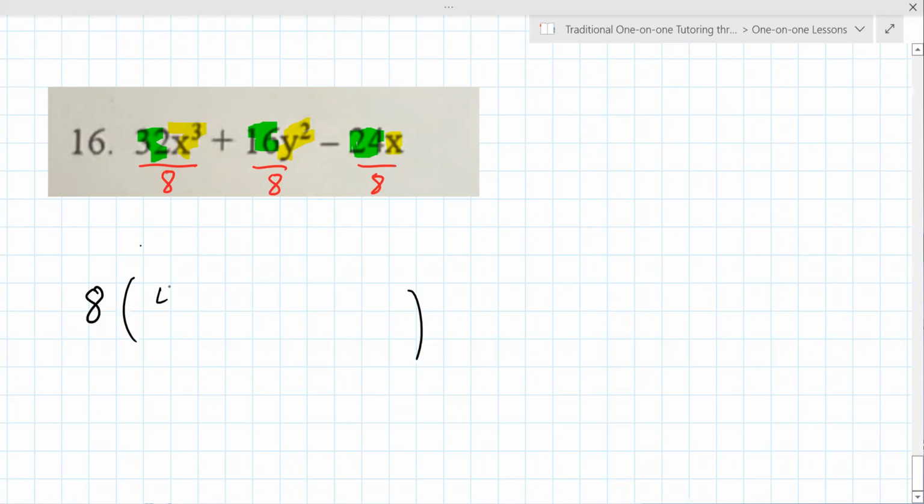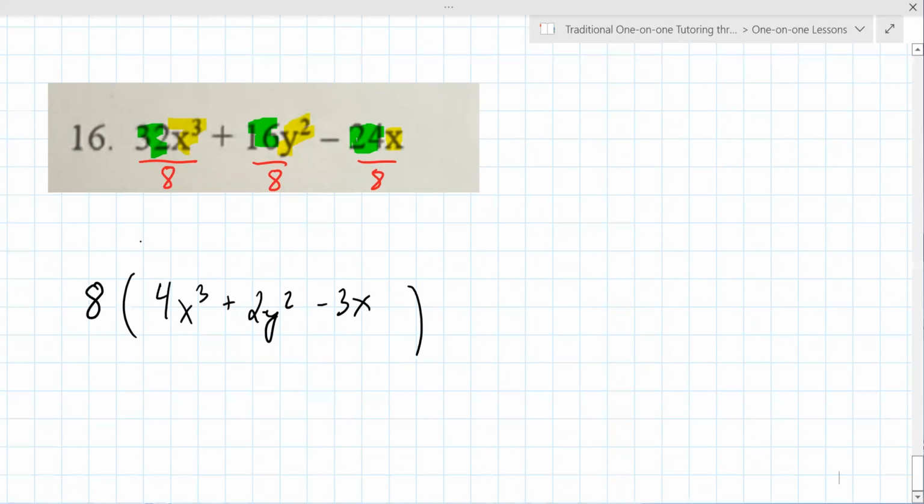So it'd be 4x cubed plus 2y squared minus 3x. Is that okay? Yeah. All right.